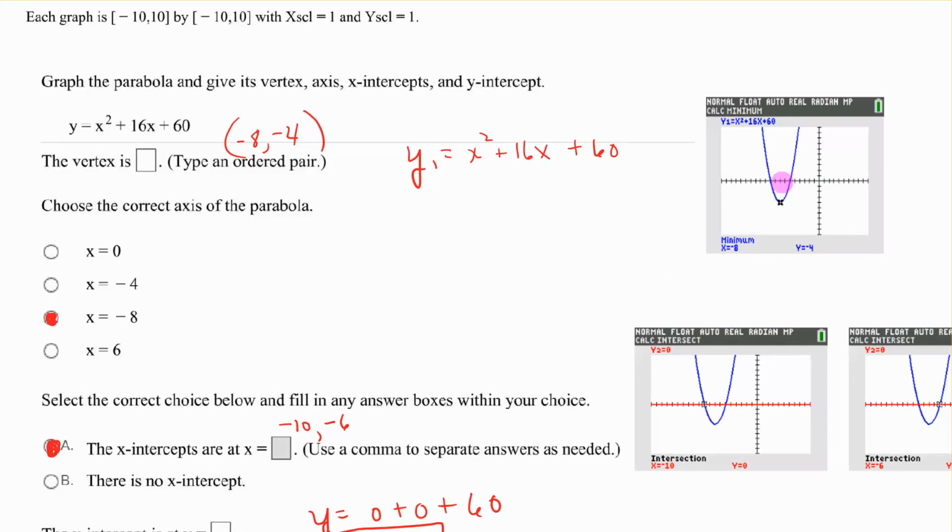All right, choose the correct axis of the parabola. Well, we need to find its vertex in order to do that. And I did that here. I did second calc min. So let's do that. I'll do one with you so that you have that there.